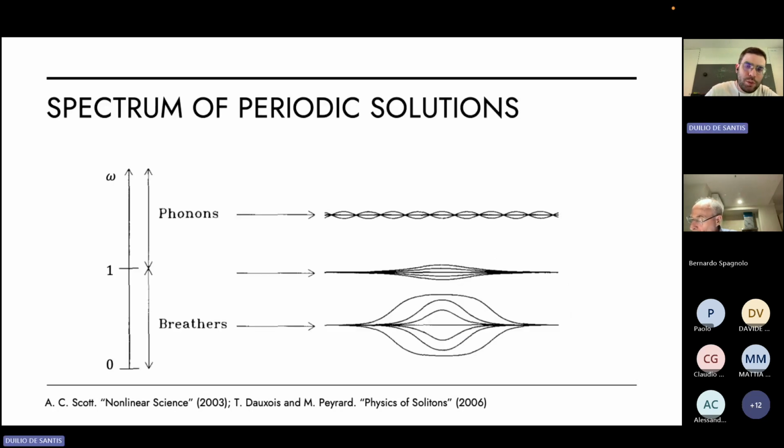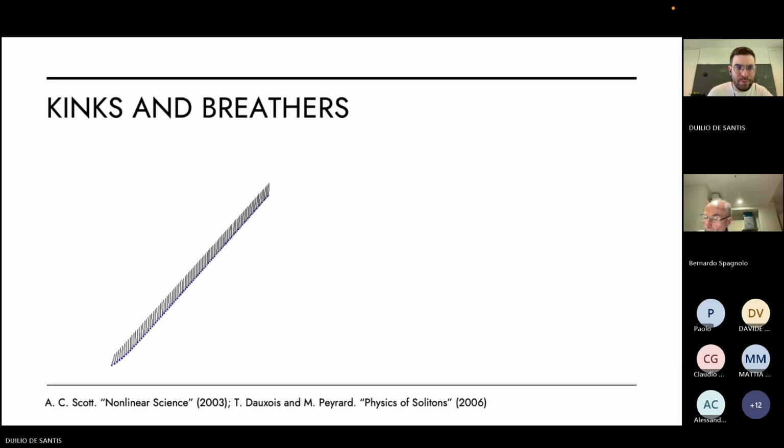To summarize what we have learned so far, the sine-Gordon model has a full spectrum of periodic solutions. For frequencies above 1, we can have phonon-like extended modes or plasma waves, and in the plasma gap, so for frequency below 1, we can have nonlinear modes known as breathers or dynamical solitons. So let's visualize these modes in the mechanical analog.